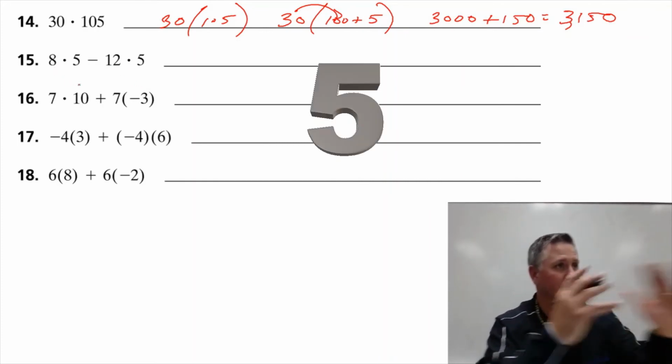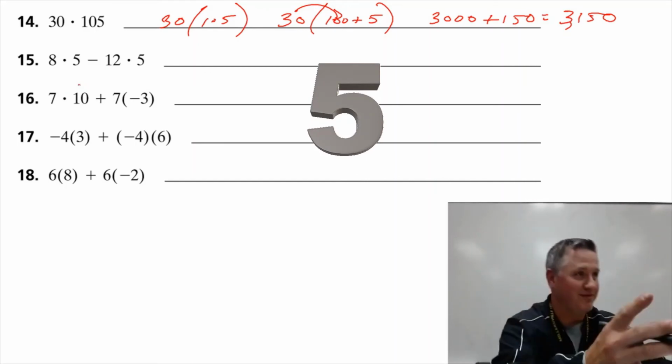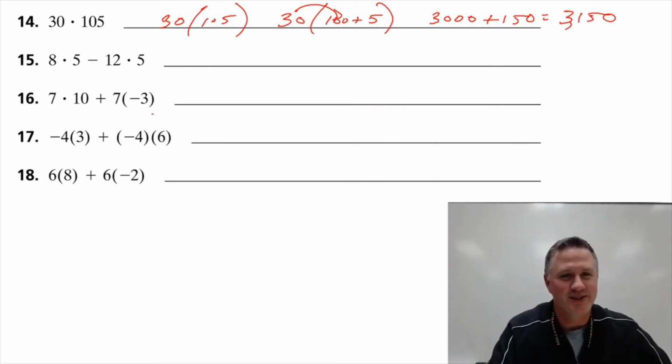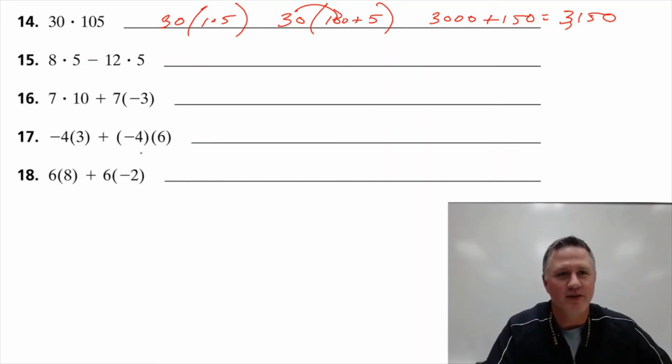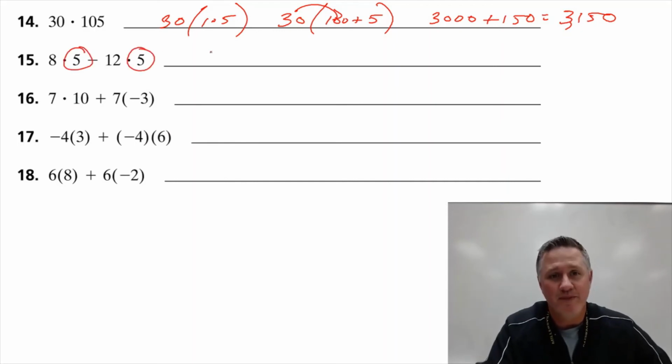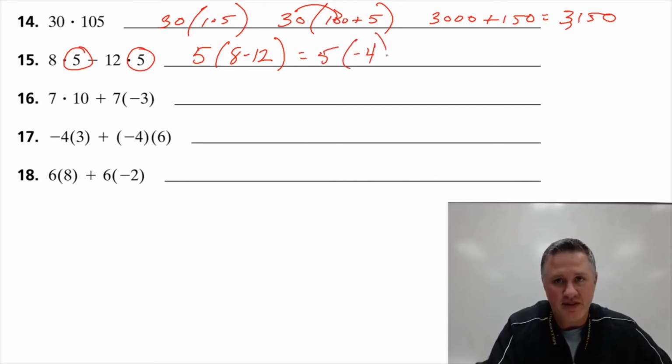All right, 8 times 5 minus 12 times 5. They're both times 5. So since they're both times 5, I'm going to pull out the 5. And what's left over? The 8 minus 12. Well, that 8 minus 12 is going to gang up on that 5. 8 minus 12 is -4, and 5 times -4 is -20.